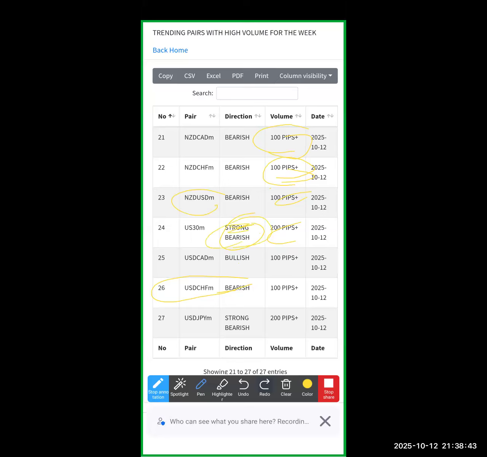So I was actually waiting for it to test those levels. As far as it failed to break it, but the direction was bearish. Immediately it failed, I took my trade. As you can see, this is what a trending pair looks like, 200 pips plus. So that is how you check all of them.